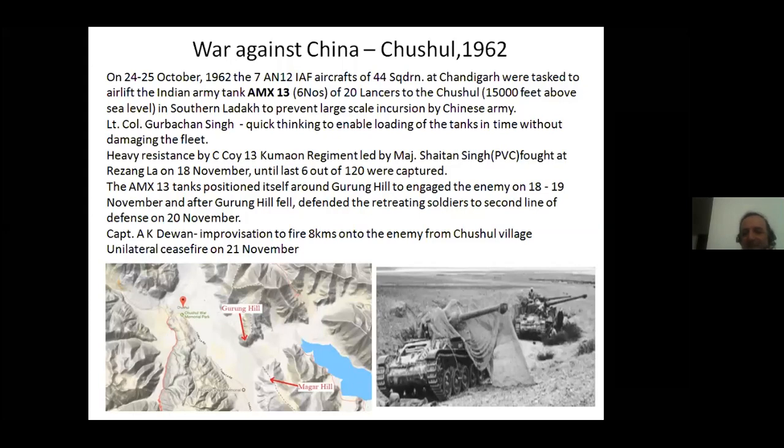Eventually, when the tanks get there, heavy bombardment starts in parallel and tanks start firing. They defend the infantry on Gurung Hill. Eventually, the Chinese take over that hill, so they retreat behind two defensive positions. Here, Captain Diwan, using one of his AMX-13s, comes out and fires a tank, which normally fires at a 2 to 3 kilometer trajectory, at 8 kilometers, defending the infantry so they complete their retreat without casualties. He does this on 2-3 occasions from the Chushul village. And then he successfully defends it from being completely overrun. And eventually on 21st November, there is a ceasefire and offensive operations end.